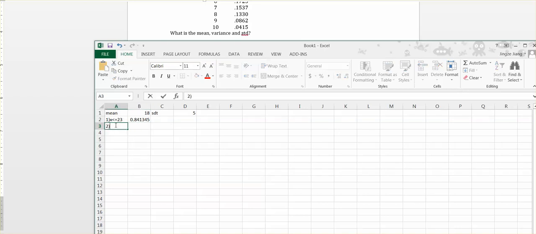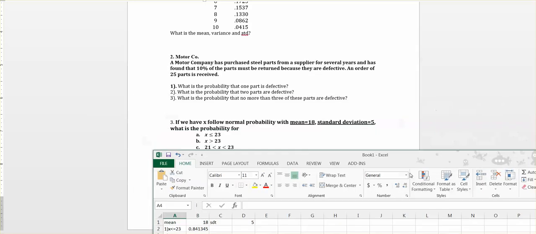And then the second question is asking: what is the probability for x larger than 23? If we want to get the probability of x larger than 23, we are looking for the complement event of x smaller than or equal to 23, so we just use 1 minus what we got from the first question. So equal to 1 minus the first answer, and we got 0.158655.